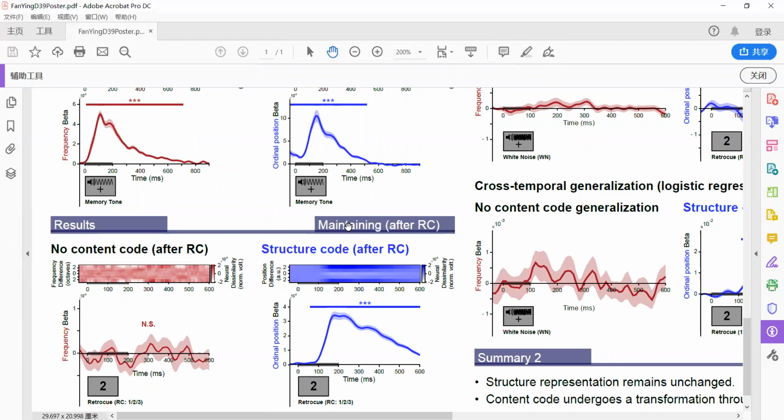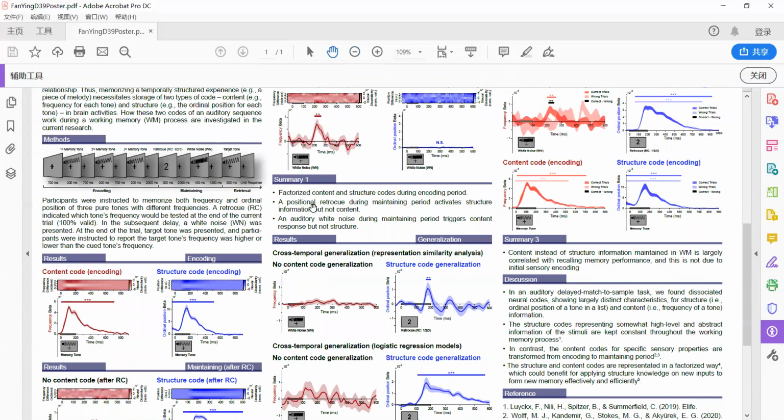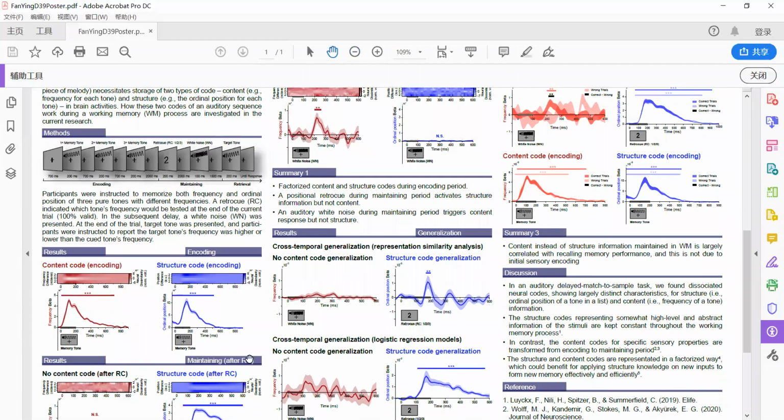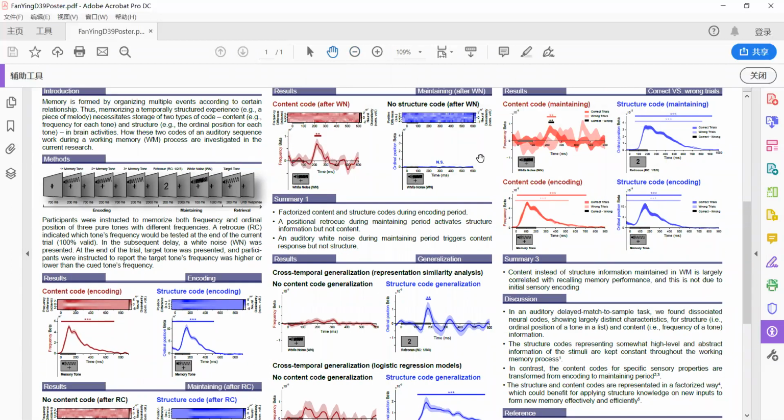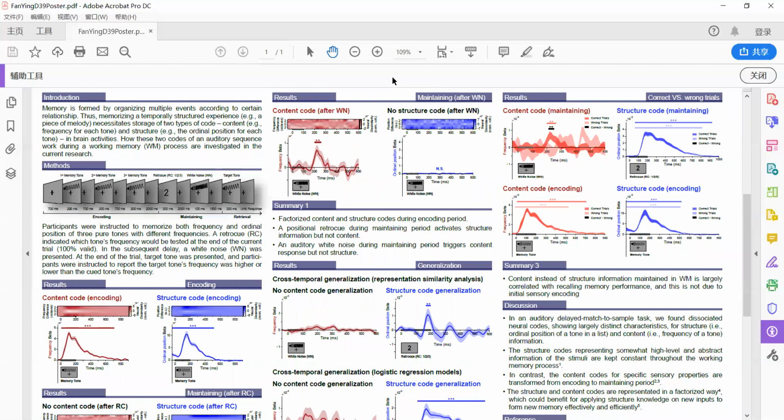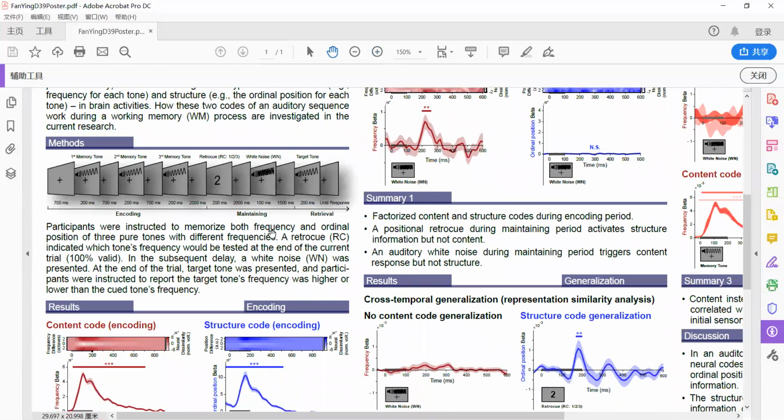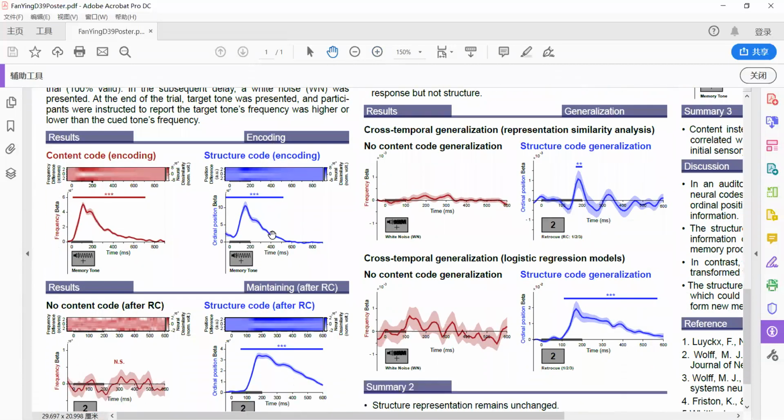Then let's move to what happened during the maintaining period to see the memory-related representation. As we only conducted the decoding for the content and structure representation for the cue tone, the maintaining period was divided into two phases, one after the retro cue and the other one after the white noise, for illustration purposes. Now let's look at what happened after the retro cue.